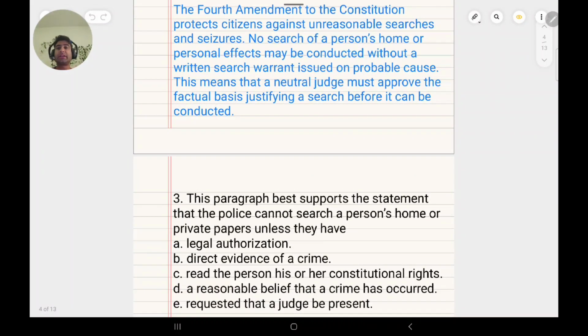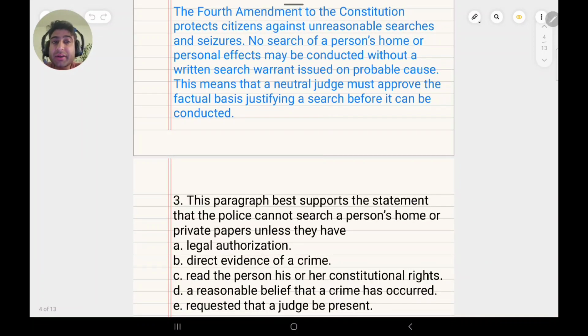Now, the Fourth Amendment to the Constitution protects citizens against unreasonable searches and seizures. It means there's an amendment which they're talking about that will protect citizens, the people, against unreasonable searches. If some police or some company comes to the house or the home, they are not supposed to do any searches which are not reasonable. They should have the proper written warrant or the search warrant, right?